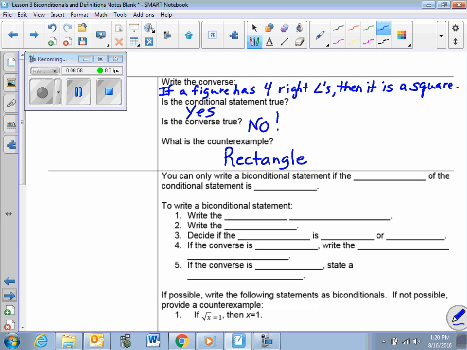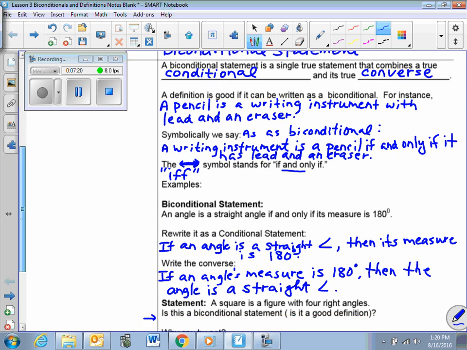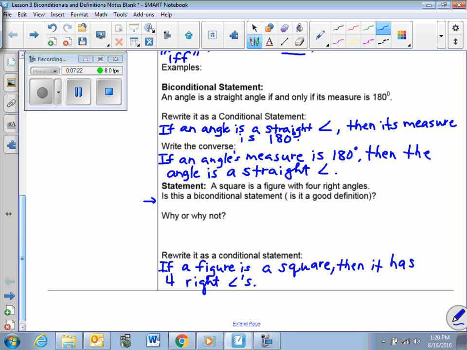Is the conditional statement true? Yes. If a figure is a square, it definitely has 4 right angles. Is the converse true? If a figure has 4 right angles, then it is a square? Of course not, because it could be a rectangle. Therefore, the conditional and the converse are not both true, so I cannot write a biconditional. So let me come back over here and fill this in. No, this is not a good definition.